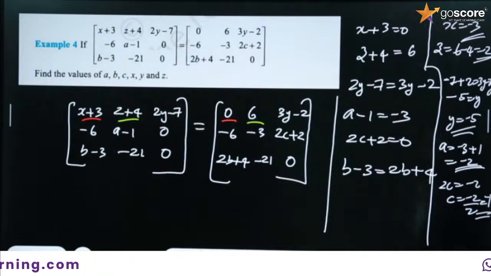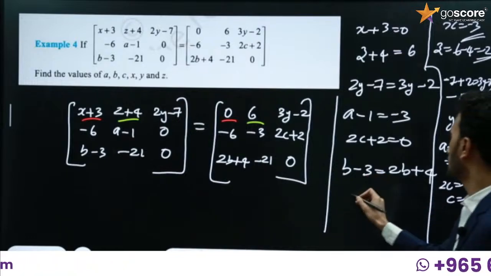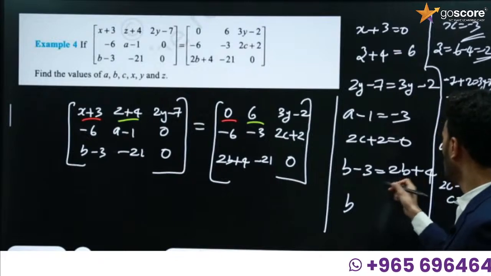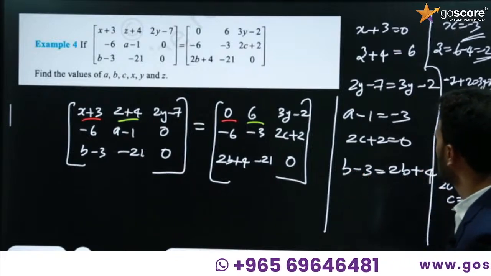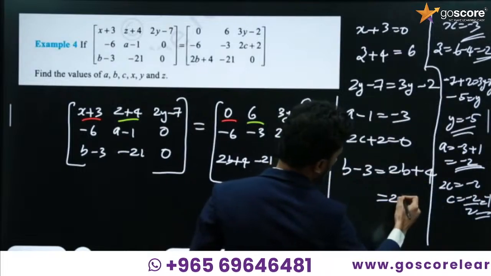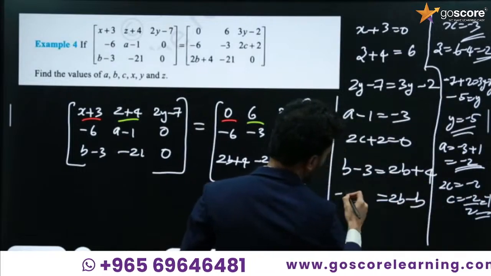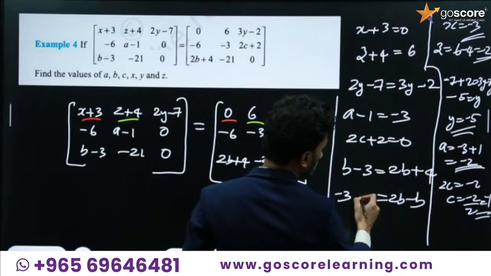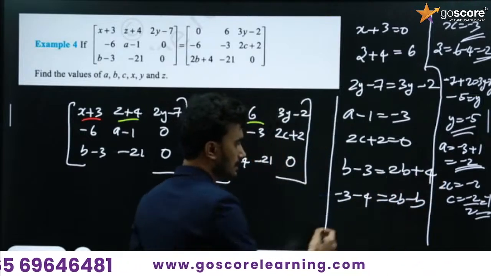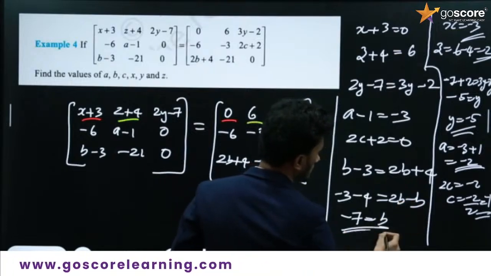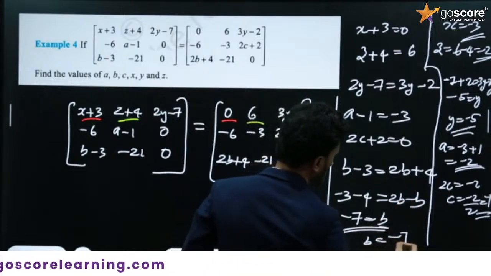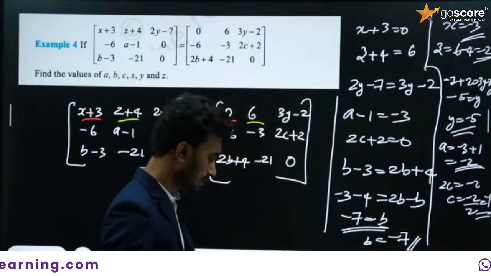Then what is B? I am taking this B to this side, so it is equal to 2B minus B. Then minus 3. I am taking this plus 4 to this side, so it will be minus 4. So minus 7 is equal to 2B minus B. It is B. So B is equal to minus 7.